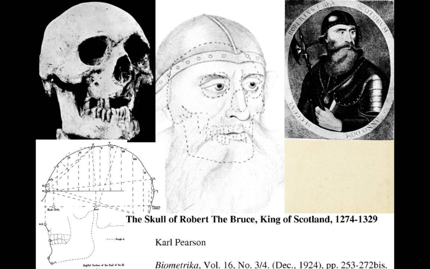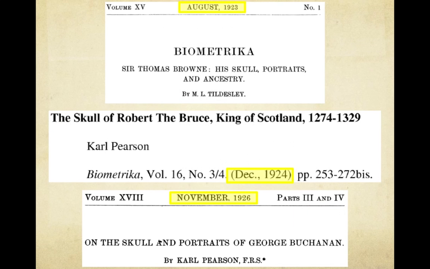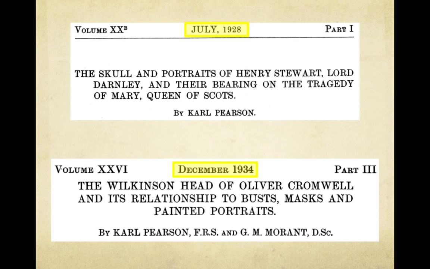As an example, here are some images pulled from a paper by Pearson in 1924 concerning the skull and portraits of Robert the Bruce. Some of these papers also discuss modifications to the remains in conjunction with known antemortem conditions like syphilis, as well as documented perimortem and postmortem events. There are actually 5 papers dealing with the authentication of historic remains, starting with one by a woman named Miriam Tildesley, published in 1923, who we'll speak more about in a minute. This paper was followed by 3 papers authored by Karl Pearson in 1924, 1926, 1928, and the last such paper authored by Pearson and Morant in 1934.